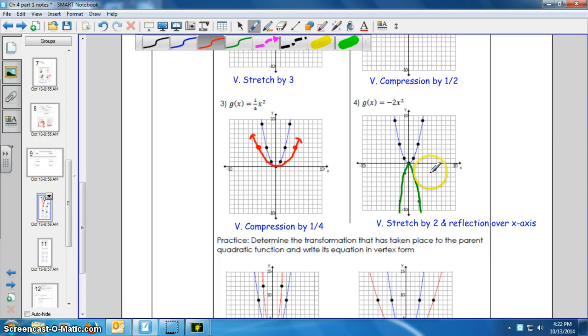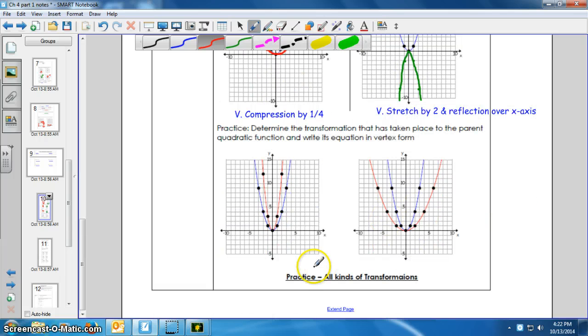For number 4, we have a stretch. It's a vertical stretch by 2, as well as a reflection, that negative, so that turns it upside down. So we're going to be twice as big, or twice as high up in this sense. So here, instead of 1, we're going to be up 2. Instead of going up 4 for the next one, we would go up 8. So it'd be twice as steep. So notice it's being stretched, skinnier.